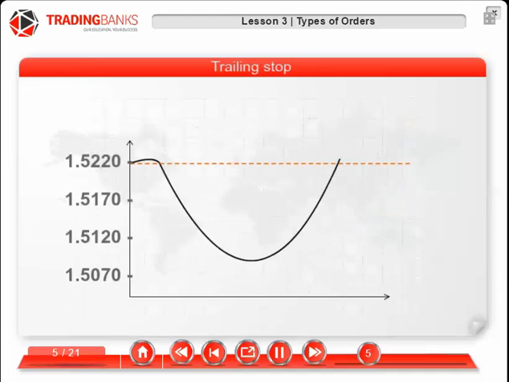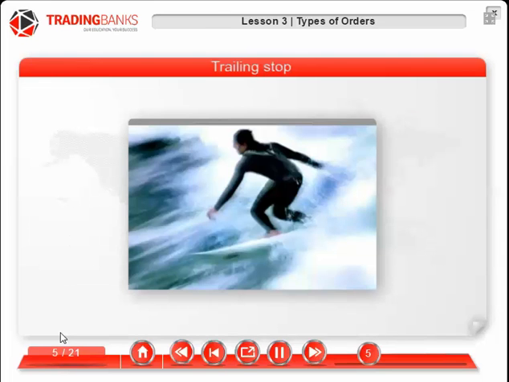The next day, the euro rises by 100 more pips. When it is 200 pips above the exchange rate of purchase, we can move the stop loss limit higher. It's very similar to wave surfing. As long as the wave is not ended, we don't get out of the water.